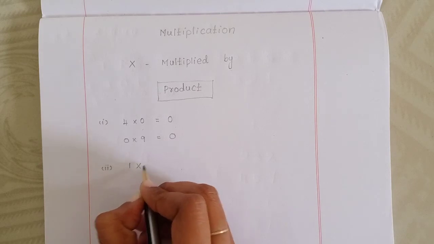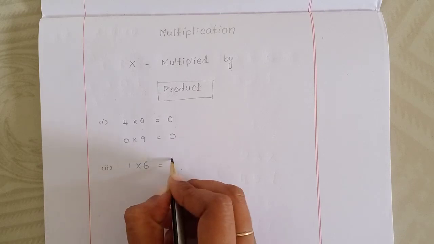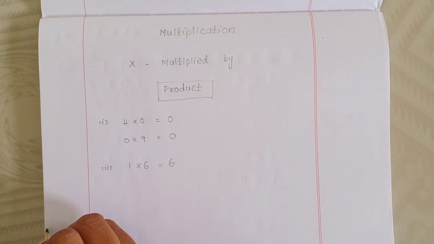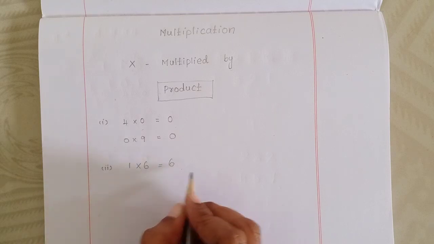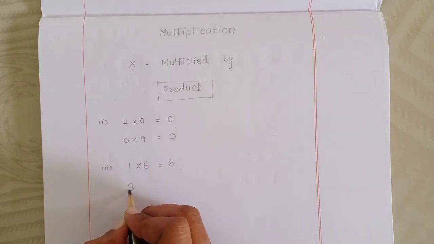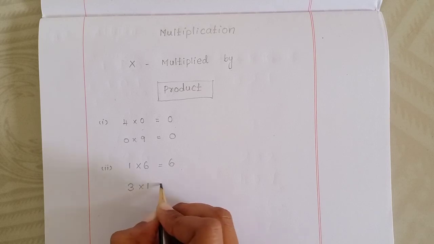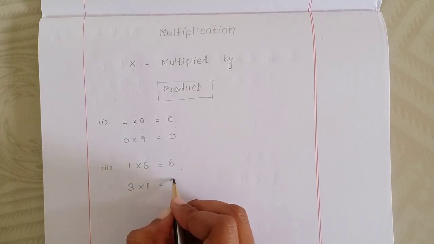Okay, 1 times 6 is 6. Yes or no? 3 multiplied by 1. Okay, 1 times 3 is 3.